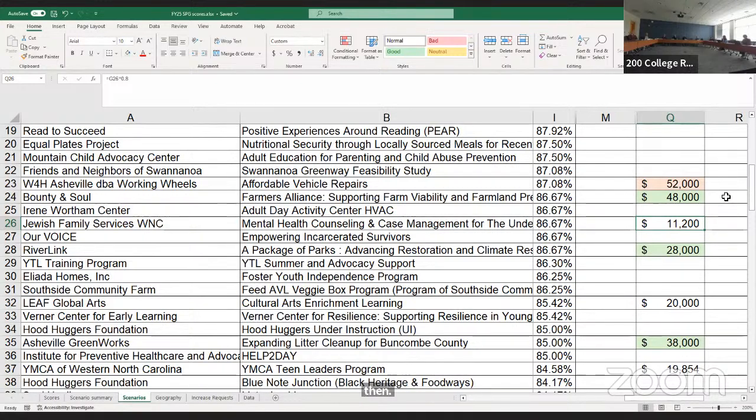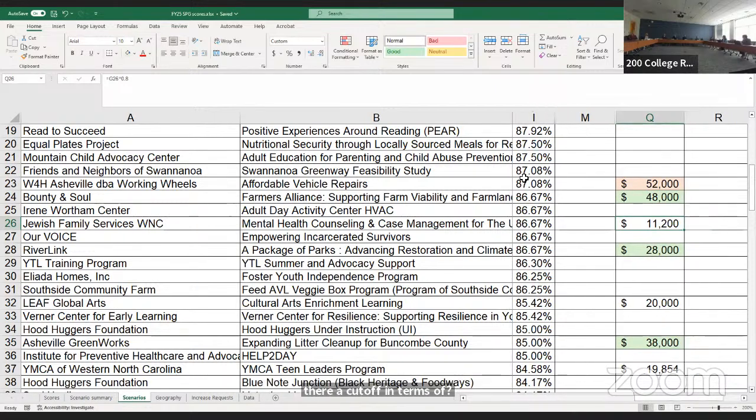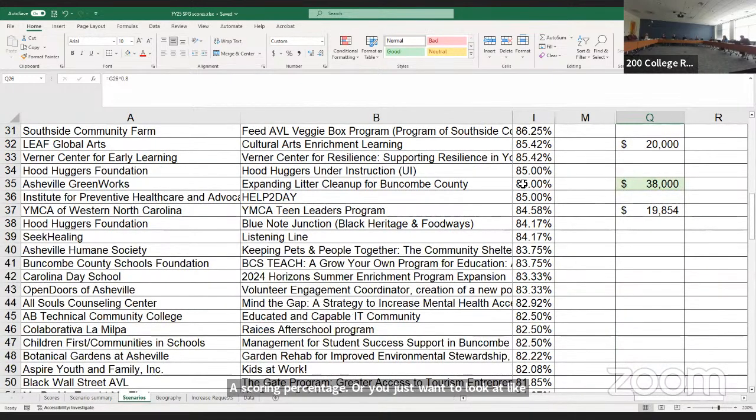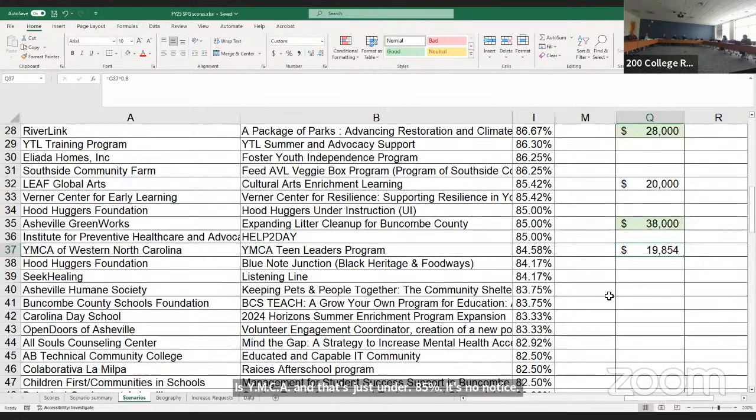Another thing that might be of interest to consider is, is there a cutoff in terms of a scoring percentage, where you just want to look at this score and above? Because the last one in this scenario getting funded is YMCA, and that's just under 85%. What was the lowest percentage? 46.5 or something. Overall? 46.67. Yeah, pickleball. What was the average?